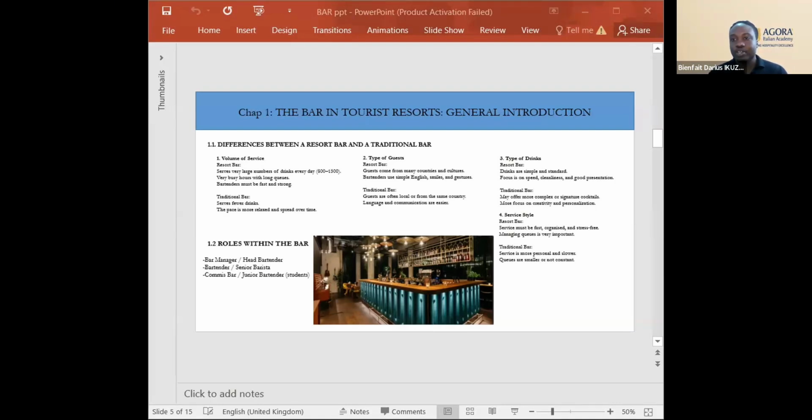Whereas in the traditional bar, the service is more personal and slow. You will see that in traditional bars we have one or two bartenders, and mostly those bartenders are sometimes even the ones serving. Instead, when we go to hotels with resort bars, let's say you are five people at the bar, and then you have 15 or 20 waiters giving the drinks. So they are totally different.